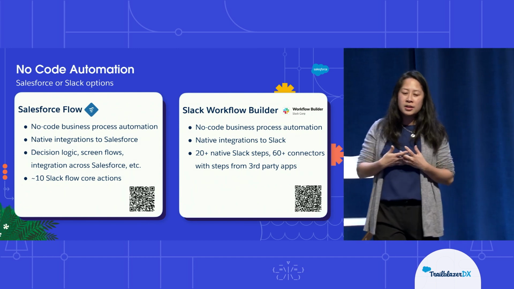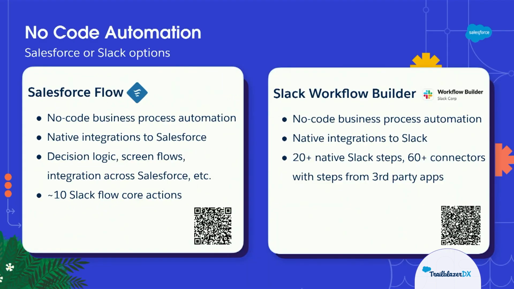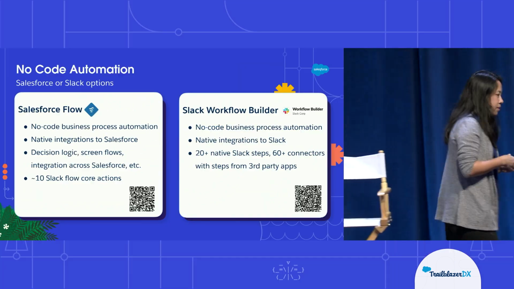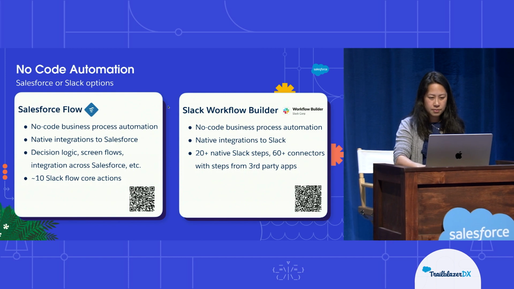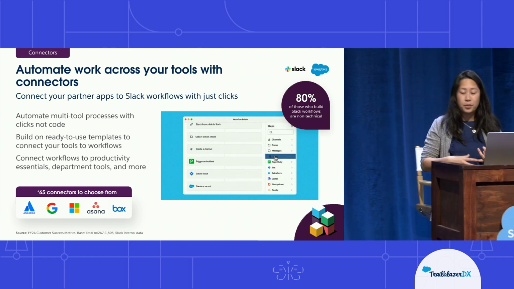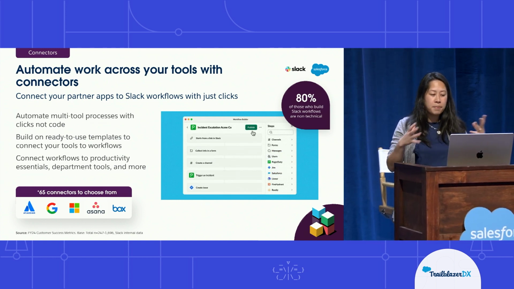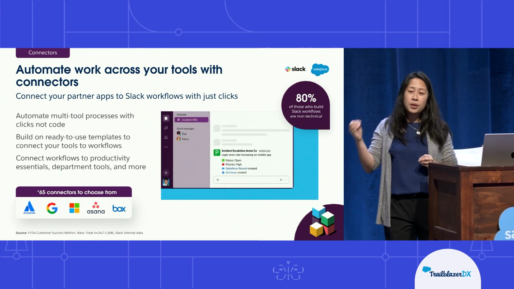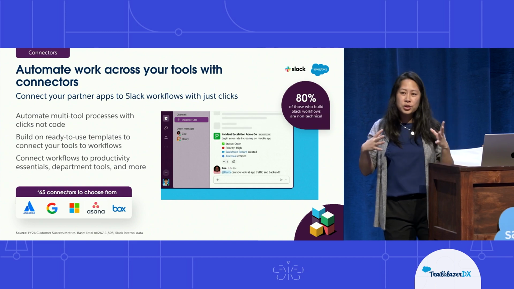Like I said, we will be talking a little bit more about Slack Workflow Builder. And recently, we've enabled a lot more connectors to outside systems. So we can automate work not only with Salesforce, but some of the other apps that you might be familiar with, whether it's Google Suite, Asana, Box, Atlassian. Those steps are available in Slack's Workflow Builder. So you can have workflows that are triggered that integrate across different systems. And 80% of the people who build Slack workflows aren't technical. We can have multiple tools tied together, all with one workflow. And this really helps us connect our productivity essentials and department tools all together.